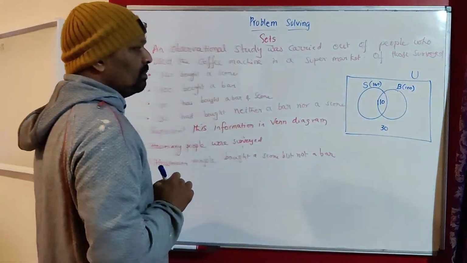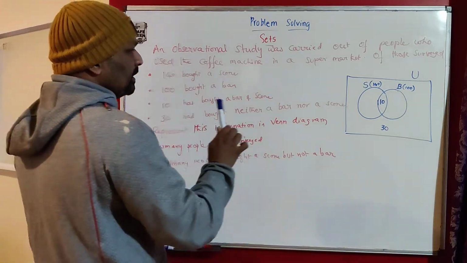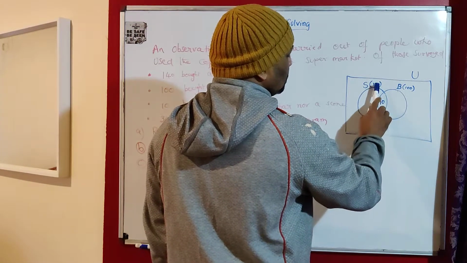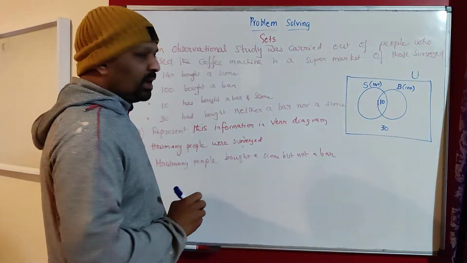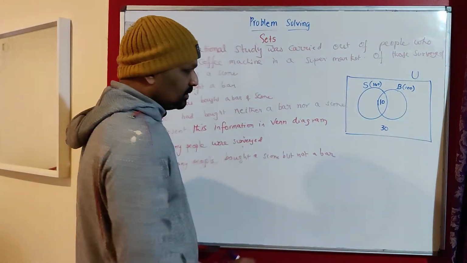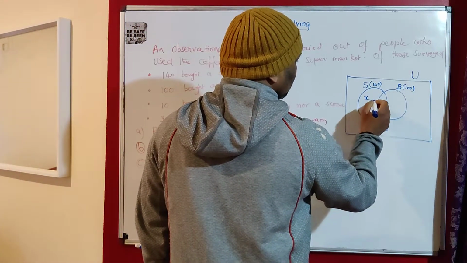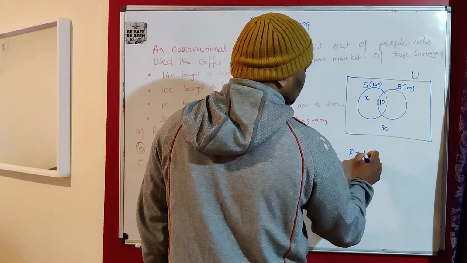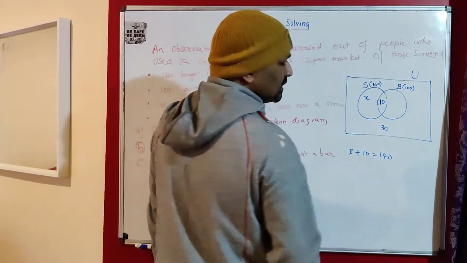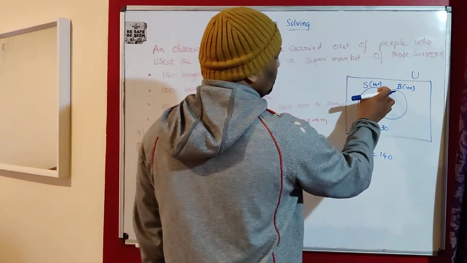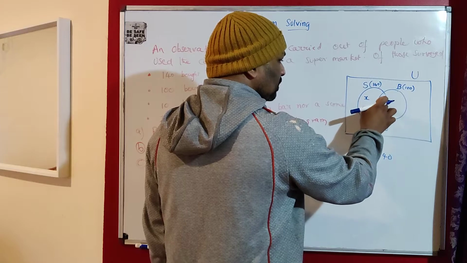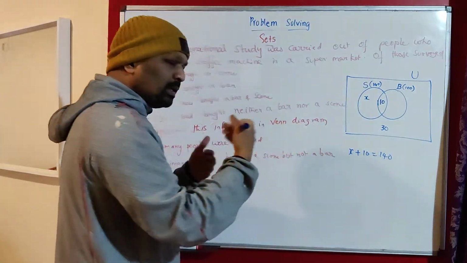100 people bought a bar. The number of people here plus the number of people here should be equal to 140. Assume it is x plus 10 is equal to 140. Let's assume initially x, that means x plus 10 is equal to 140. Isn't it? The sum of this one and this one should equal 140, because 140 is the people who bought a scone. Some of them bought both, but there are also people who bought only the scone.